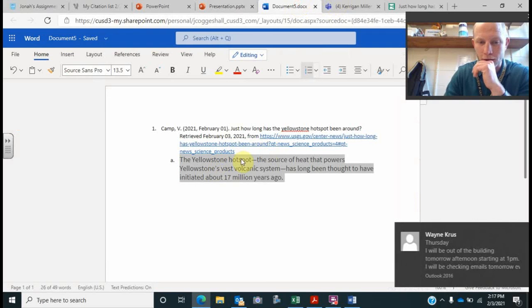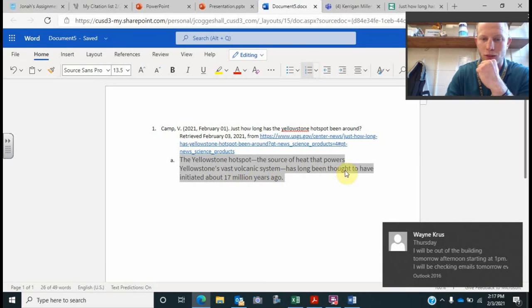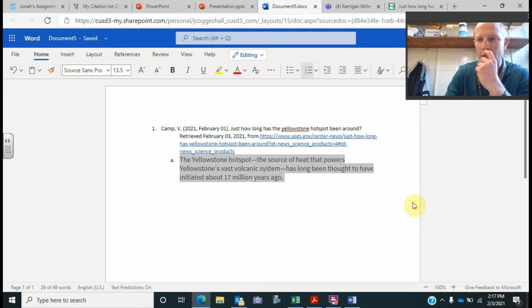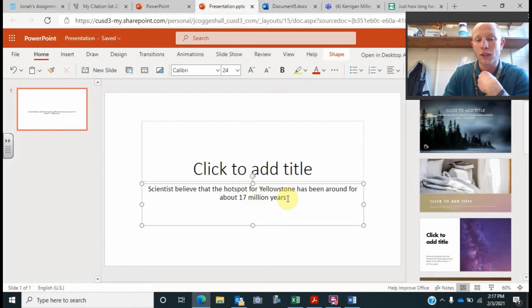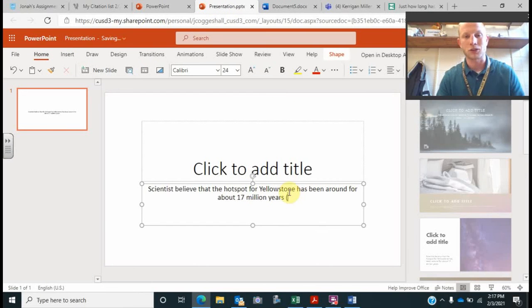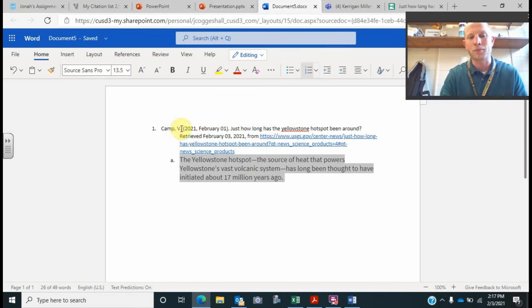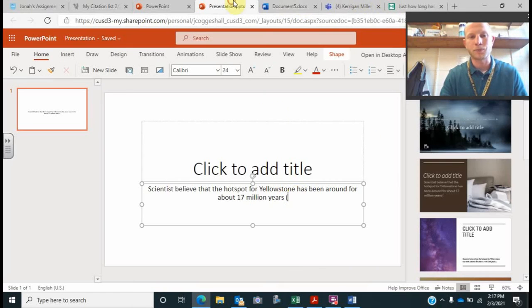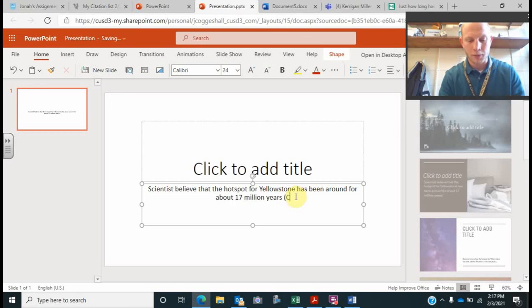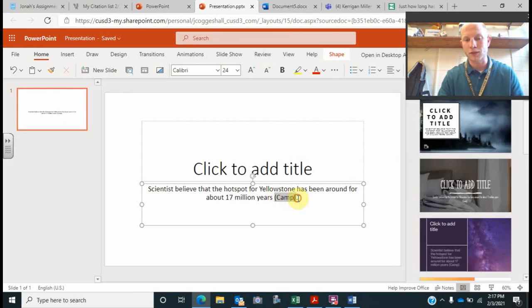Let's see how close. The Yellowstone hotspot, a source of heat that powers Yellowstone, has been thought to have been initiated about 17 million years ago. So you see, they're saying the same thing, but I said it in my own words, and that's what makes a paraphrase a paraphrase. And so then I need to add in-text citations. So where did I get this information from? I got it from Vic Camp. So I'm going to put just his last name. So I put Camp, period. And my in-text citation is right here. Here's my parentheses, and then my period goes after my parentheses. And then I keep typing.